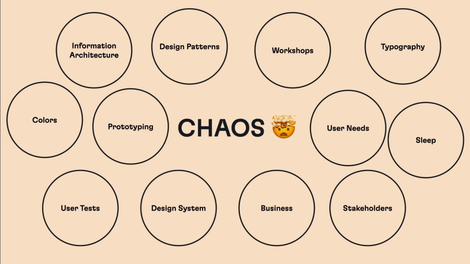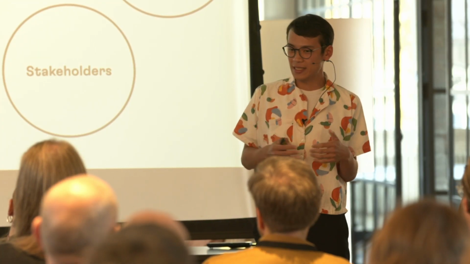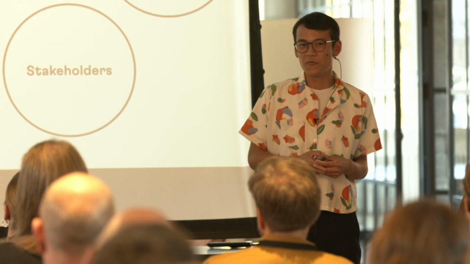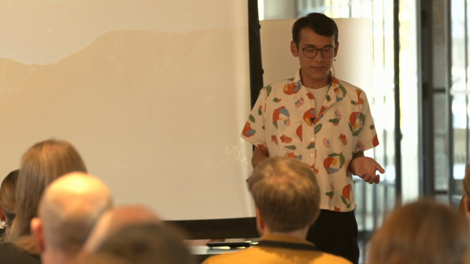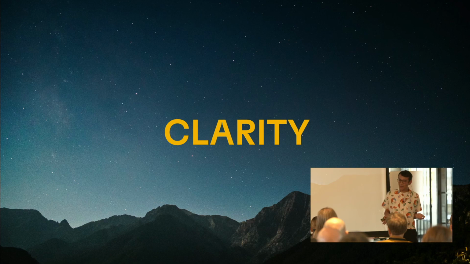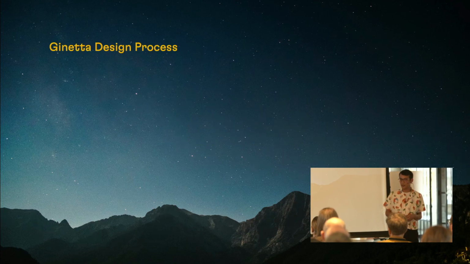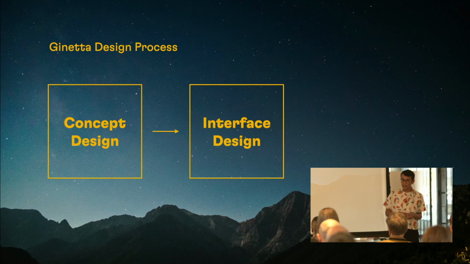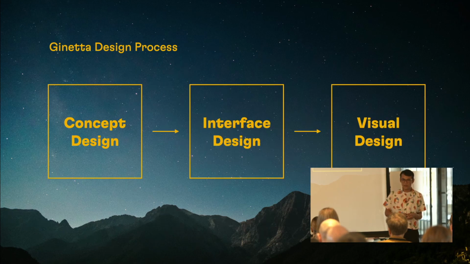We have passions, we like to lose ourselves in details, go into typography and design patterns. And that's why we value a lot clarity. Clarity about the next steps, clarity what to design, but also clarity for the people who are working with. And there's one particular process which helped me to gain clarity. And this is the design process I learned here at Ginetta, which consists of a concept design, an interface design, and a visual design phase.